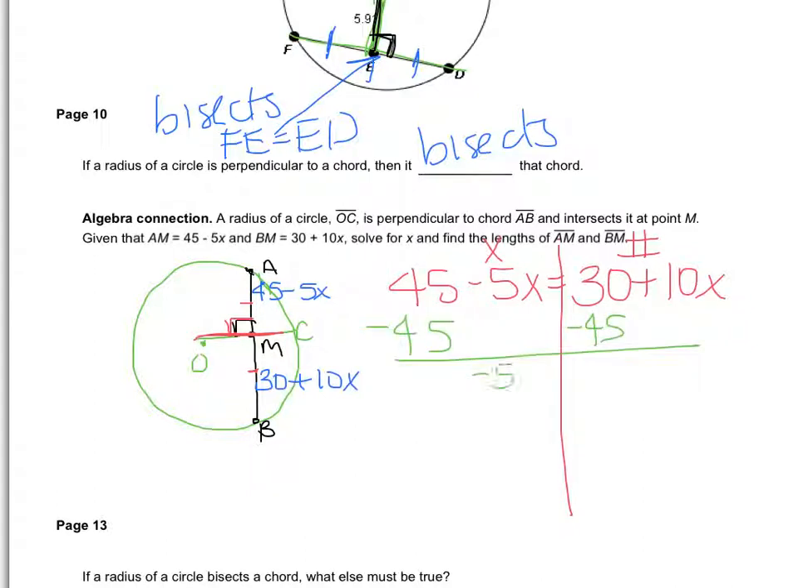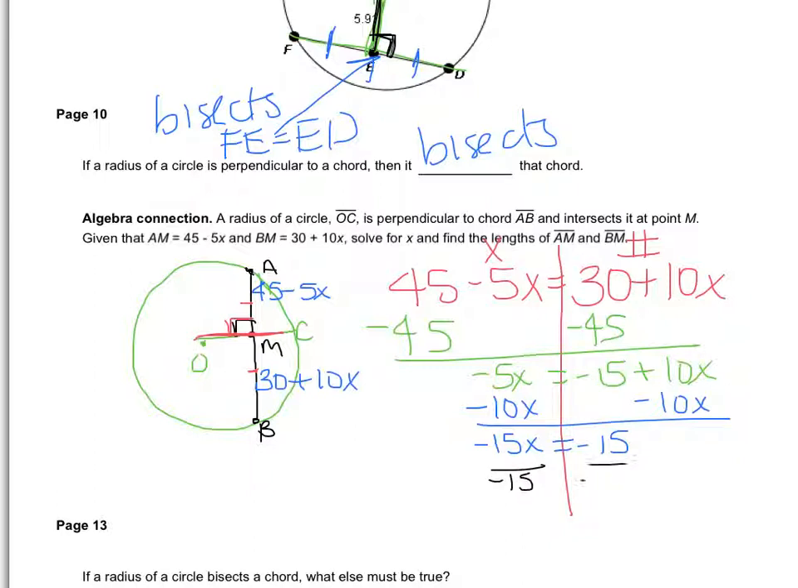So I have negative 5x equals negative 15 plus 10x. Then I'm going to subtract 10x from both sides. So negative 15x equals negative 15. And then I'm going to divide both sides by negative 15. And I get x equals 1.